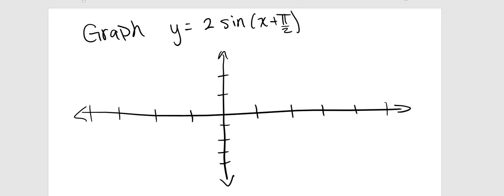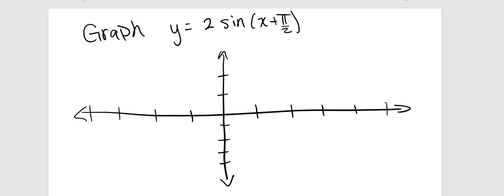All right, so here we have the following directions. Graph the function y equals 2 sine of x plus pi halves. Okay, so before we begin, I'm going to identify just a couple of quick things super fast. One of the things I want to identify is if I have any amplitude and period changes.